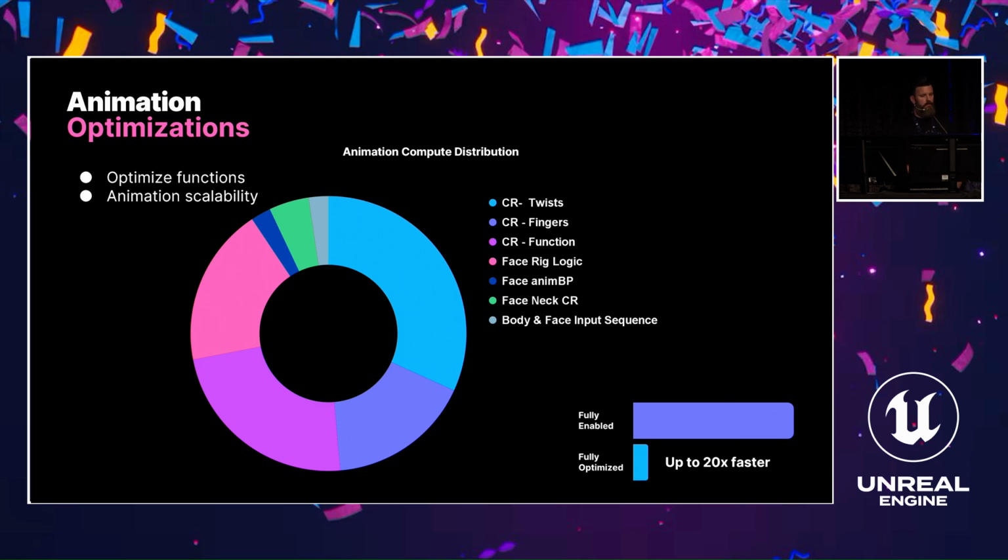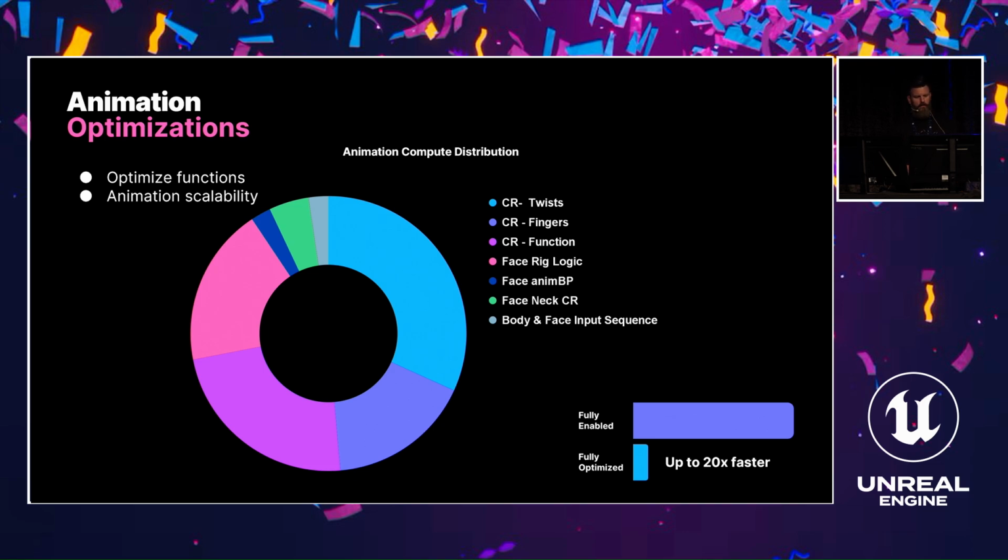We then created the UEFN MetaHuman component that allows you to scale your MetaHuman anim blueprint from a fully enabled character down to only running the skeletal mesh. Essentially, you can turn on and off anything that's running in the post-process blueprint, like the pose correctives and stuff.